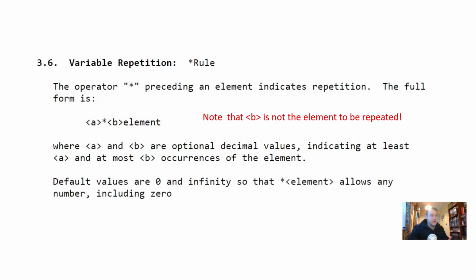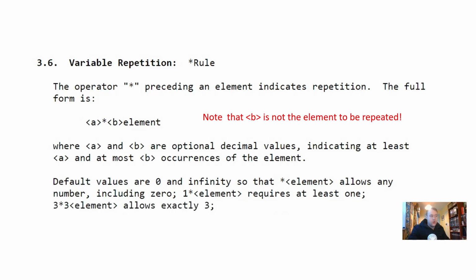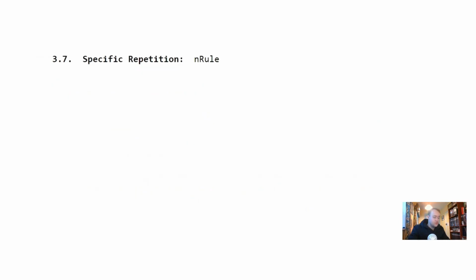So if you put asterisk element, it allows any number including 0. 1 asterisk element requires at least 1. The expression is usually 1 or more. 3 asterisk 3 element allows exactly 3, because it's at least 3 and at most 3. But we'll see another way of putting at least 3 and at most 3 in a minute. And 1 asterisk 2 allows 1 or 2, because it's at least 1 and at most 2, which is 1 or 2.